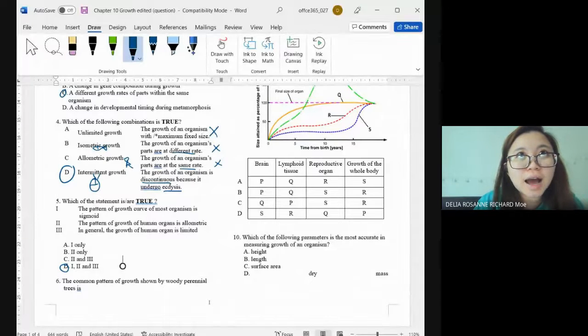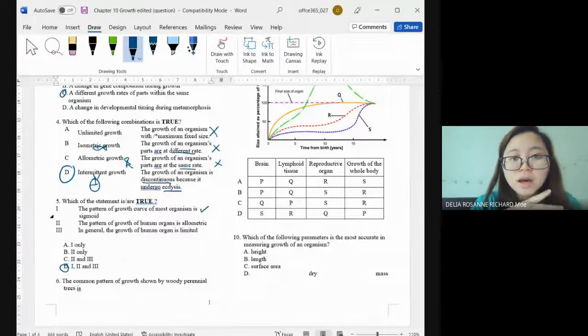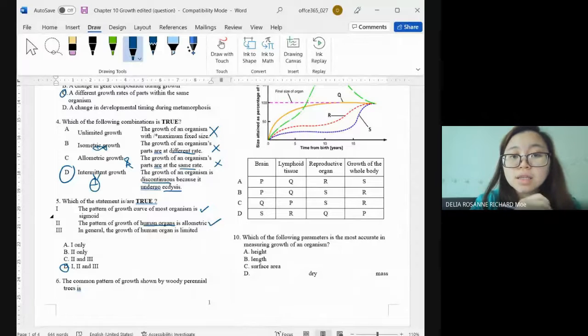Ini ada daripada maklumat ini yang kamu boleh dapat di lecture note, tapi dia macam dia bagi peluang untuk kamu fikir di luar kotak juga lah. Okay, so untuk number 1, pattern of growth curve for most organism is sigmoid. Yes, this part is memang ada dalam lecture note. Hampir semua organisme akan ada ikut sigmoid growth curve. Pattern of human growth of human organs is allometric. Ini pun ada dalam kita punya lecture note.